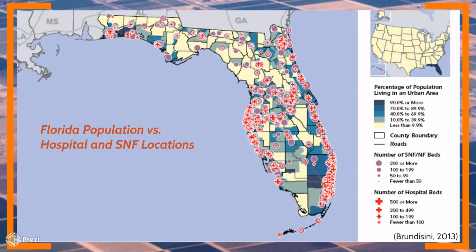The red crosses and purple circles represent hospitals and skilled nursing facilities respectively, in which the larger the size of the symbol, the more beds in that facility. Notice how the facilities are concentrated in areas of higher population, and the lower populated areas are nearly barren. Imagine how far some people have to drive to get to a hospital for a medical emergency, or how long they would have to wait for an ambulance.